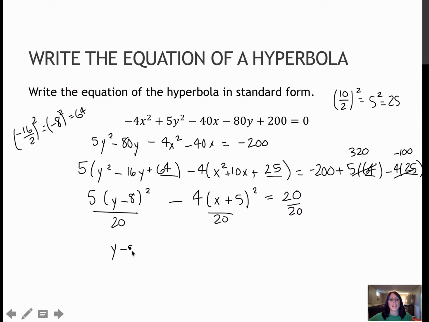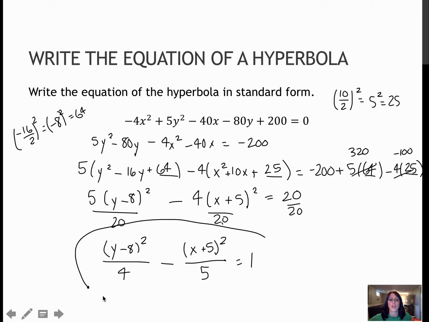So I'll have y minus 8 quantity squared. Reducing the 5 and the 20 gave me 1 and 4, minus x plus 5 quantity squared. Reducing the 4 and 20 gave me 1 and 5. And then, of course, here I have a 1. So this is my equation in standard form.